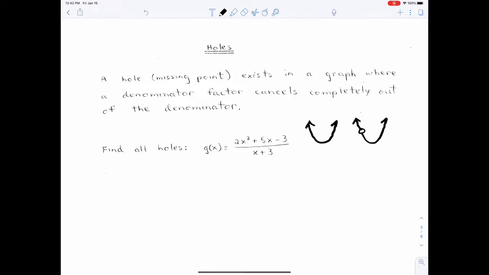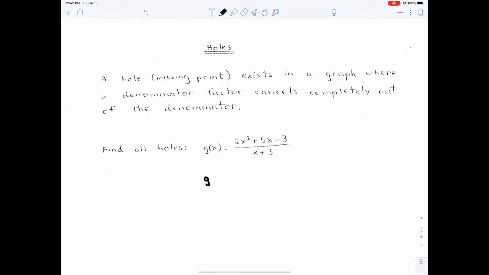It's a parabola with a point missing. Okay, now the question is, how do you find these things? How do you find where there's a hole in the graph? What you do is, if a denominator factor cancels completely out of the problem, you have a hole at that value of x. So let's take a look at this one.